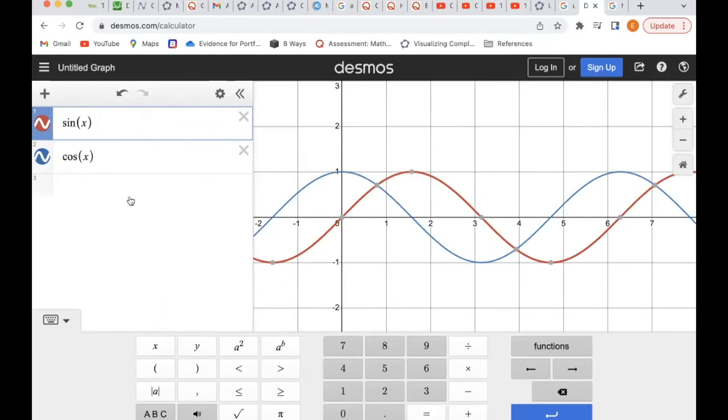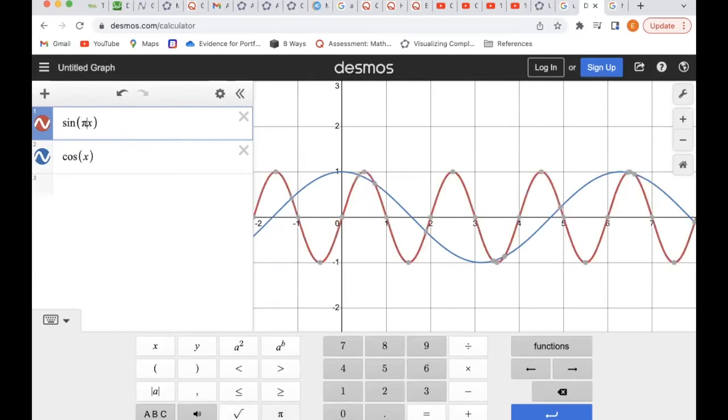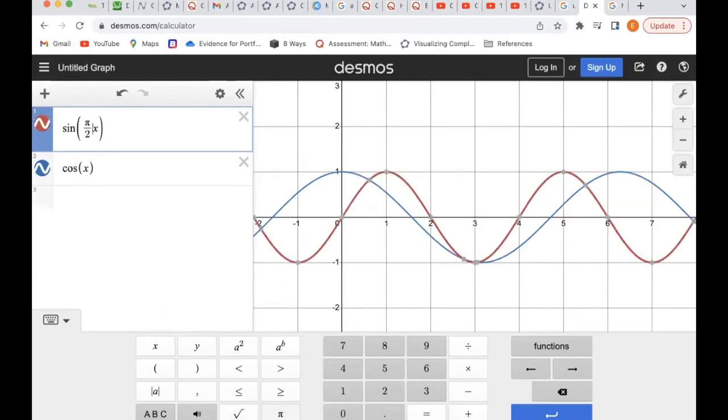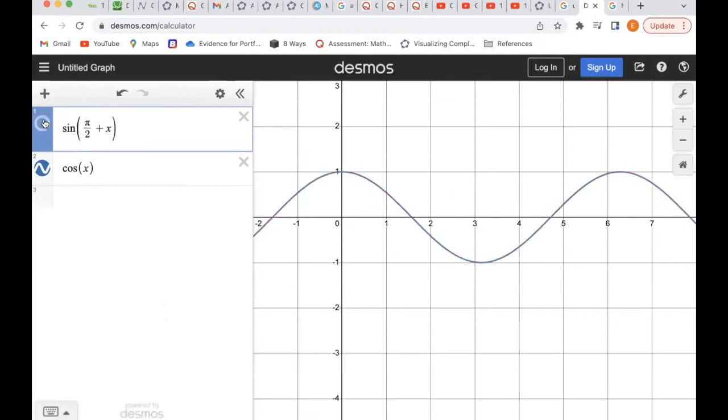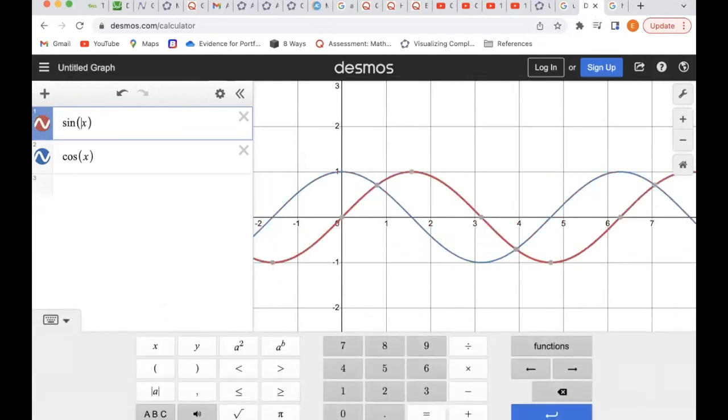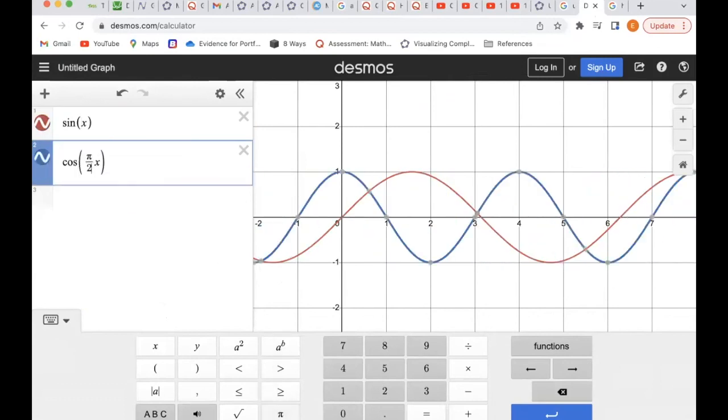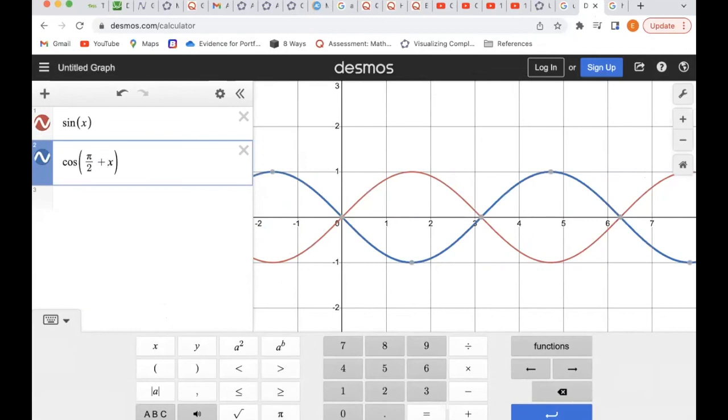So if we come back here to my graph to help further illustrate this point, if I have pi on 2 and I plus that with x, you can see now my sine function looks exactly the same as my cos function because these are my complementary relationships. If I do the same thing the other way though, if I do pi on 2 plus x, you can see now they look the exact same, but it's like one is flipped upside down.